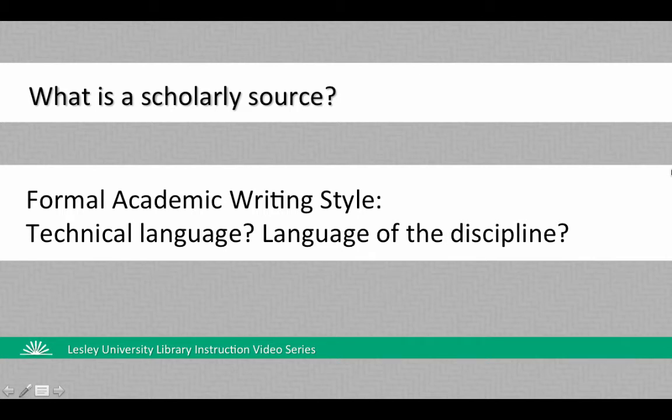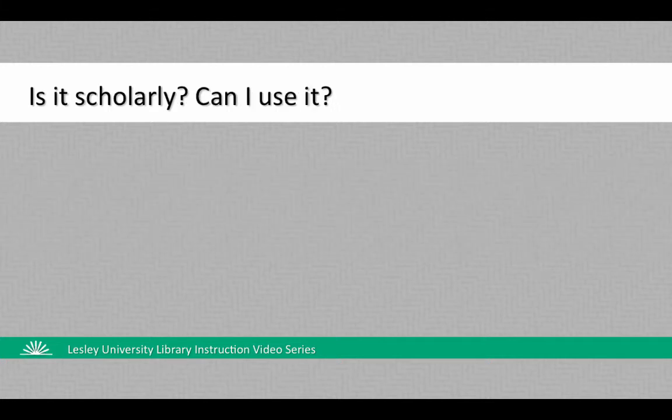Formal academic writing style. Scholarly sources will have an academic writing style. They're the kinds of sources that you will read with a dictionary handy. A scholarly source should rely on the language of the discipline, meaning that a medical article will be written more for doctors than for the average person. So now that you know what features a scholarly source should have, how do you decide if a source is scholarly and if it's good to use in your research project?